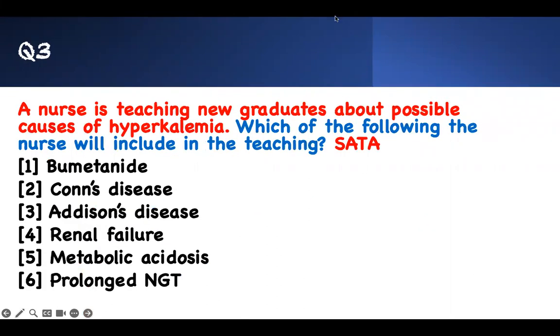Okay, next question. We're working on test-taking skills. We start from the back: select all that apply. I know that means more than one answer. Which of the following will the nurse include? That means I have to include in the teaching, okay? That's what I'm being asked to do. And then what is the case? The nurse is teaching a graduate about the possible cause of what?